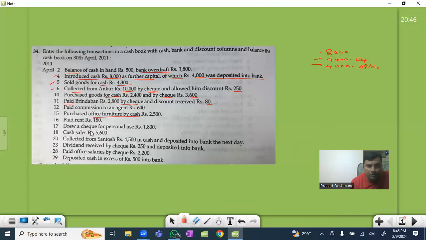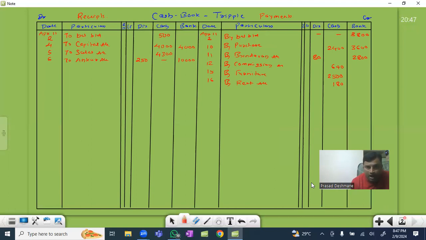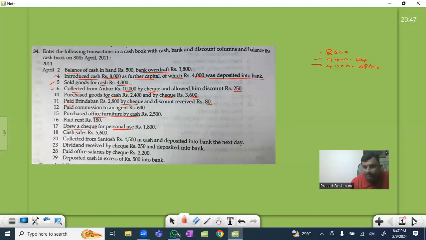Next. A check for personal use. You are withdrawing it. A check means from the bank, but for personal use, is it a contra? No, sir. It's not a contra, because withdrawal from the bank for official use is a contra entry. So this is not a contra entry, it's a payment. The money is going out from the business. What is the technical term it is called? By drawings. They're withdrawing from the bank, 1800 rupees.